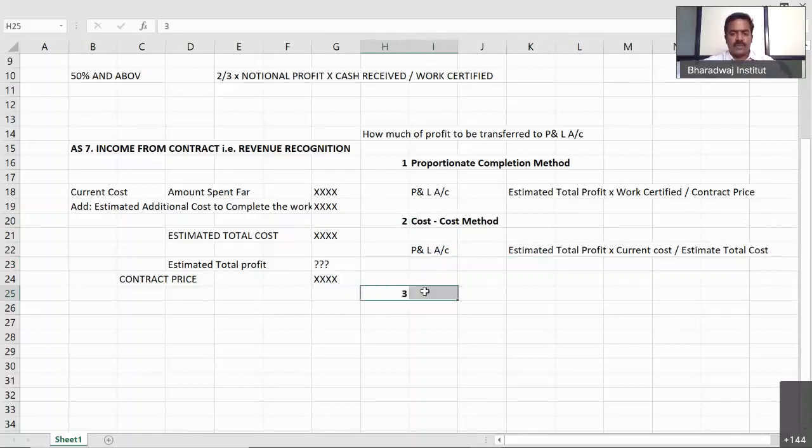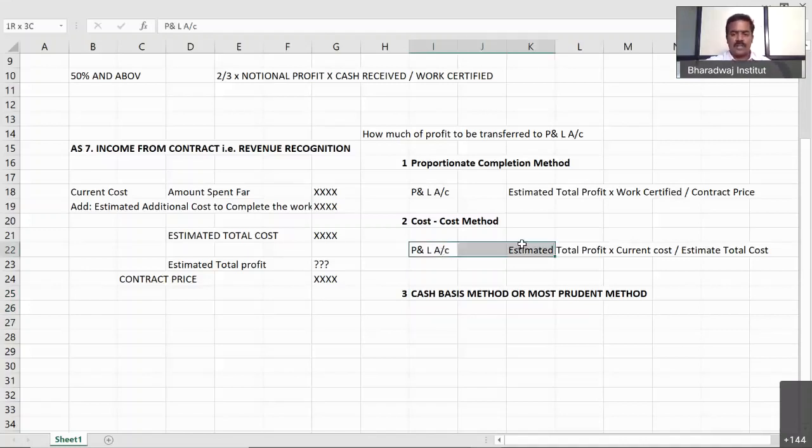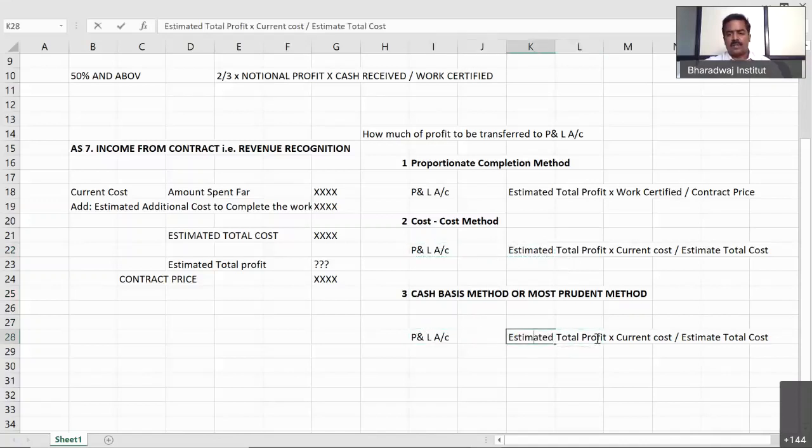The third method, we call it the cash basis method, or most prudent method. Why it is called the most prudent method is if there is a problem in recovering the cash. For example, if there is a dispute between your client and the construction company, recovery of cash is doubtful. Otherwise, getting the contract money is doubtful. In that case, this particular method is followed. So the amount to be transferred to the P&L account depends on estimated total profit into cash received by contract price.